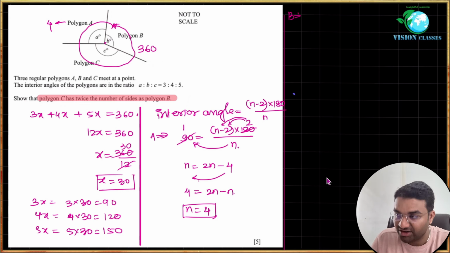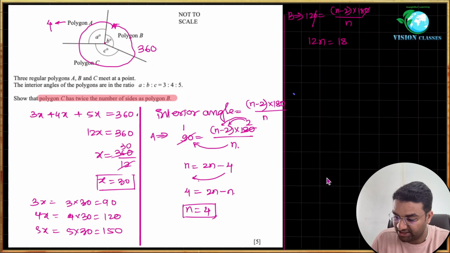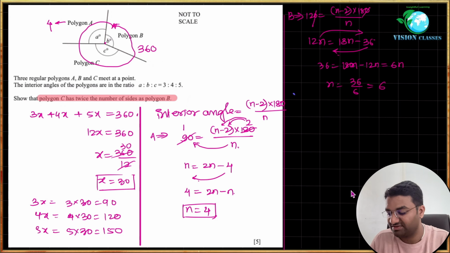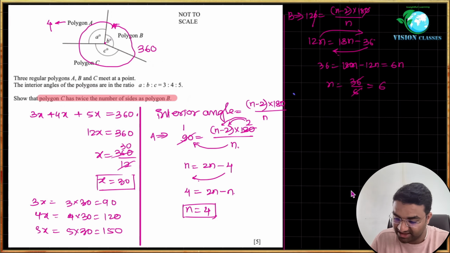So for B, I will calculate here, look at this one, which is B having interior angle 120. 120 is equal to (n minus 2) times 180 divided by n. Again, you can cancel out 0, 0, right? So 12n is equal to 18n minus 36. Transfer 36 to the left, 12n to the right. So 36 is equal to 18n minus 12n, which is 6n. So n is equal to 36 divided by 6, which is 6. Fine. So for B, how many sides are there? I will write here as well, which is 6.